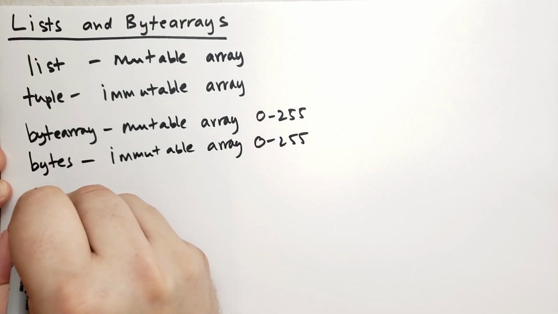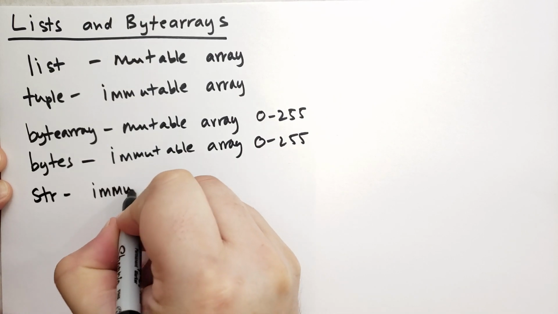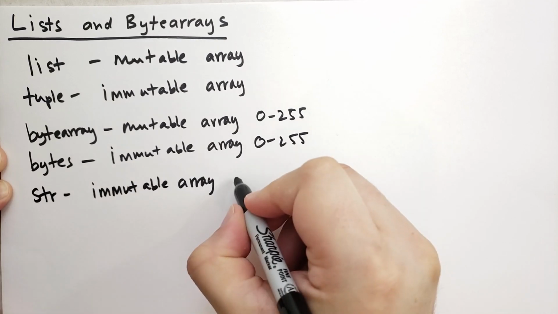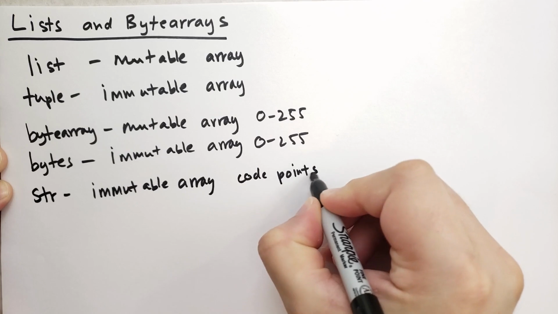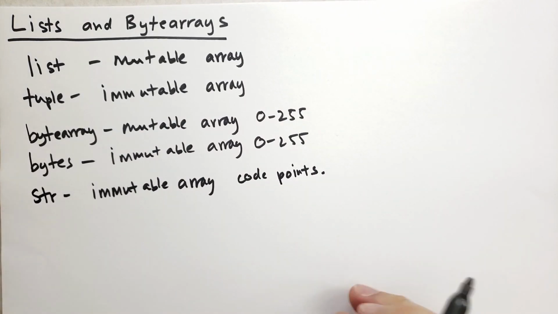There's also the string data type, which is an immutable array of Unicode code points. There is no mutable version of the string for reasons that I won't go into. They're very good reasons, though.